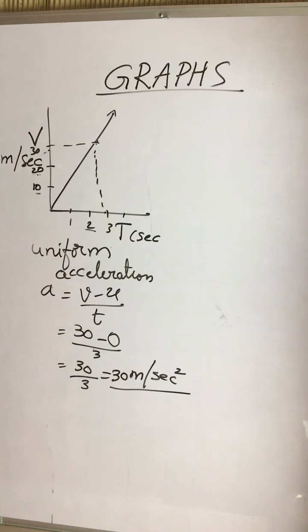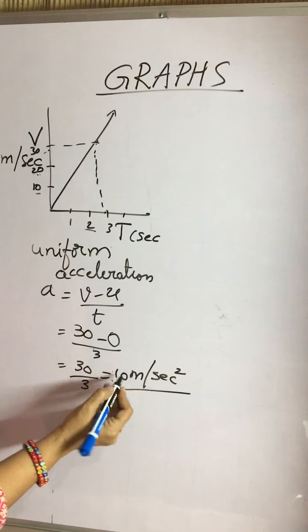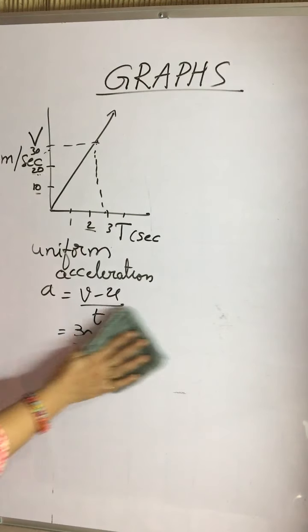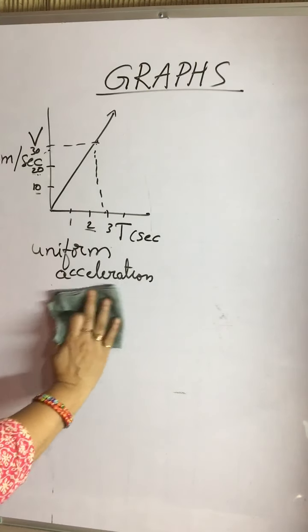So here 10 meter per second square is the acceleration. Wherever you calculate, the acceleration is always 10 meter per second square only. Why? Because everywhere the velocity difference is 10 and the time difference is 1. So 20 minus 10, 10, 30 minus 20, 40 minus 30, everywhere it is 10. So here the acceleration is always 10 meter per second square. So here the acceleration is uniform. So you read the graph as uniform acceleration.